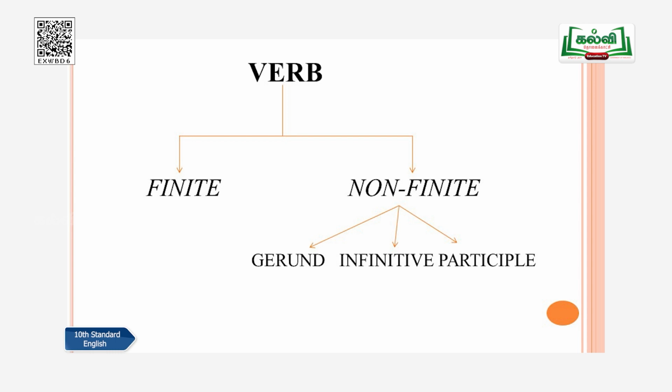Gerund ends in ing. Infinitive uses the base form of verb preceded by to. Participle is again of three kinds: present, past and perfect. Present is also ending in ing, and the difference between gerund and present participle is gerund acts as a noun and participle acts as an adjective.